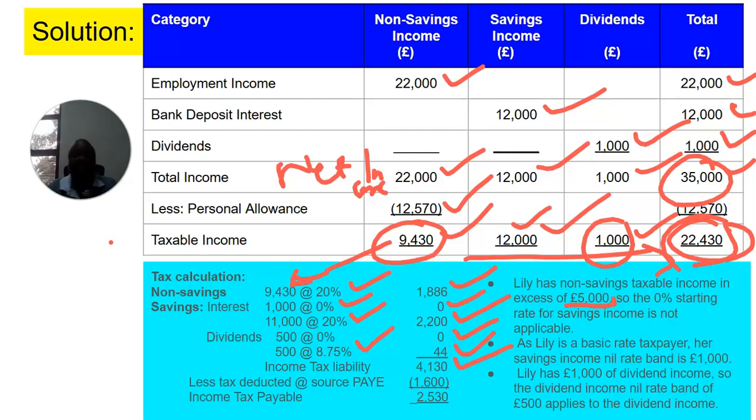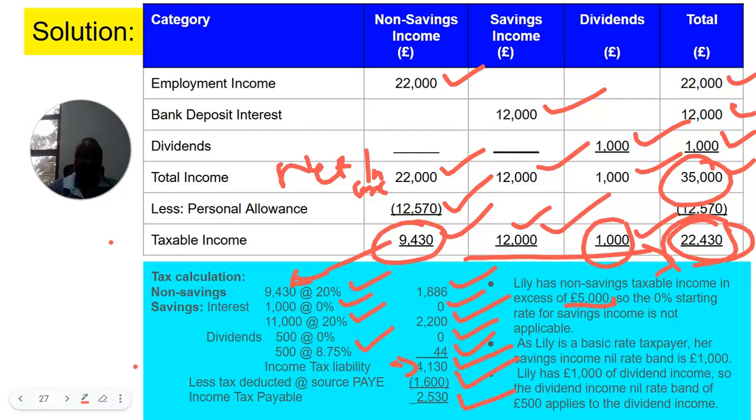Okay, every month, there are some deductions on your salary which are remitted to the tax authority in the form of PAYE, right? Pay as you earn. So 1,600 had already been deducted. So we then have to reduce the income tax liability from this amount of 4,130 to 2,530.